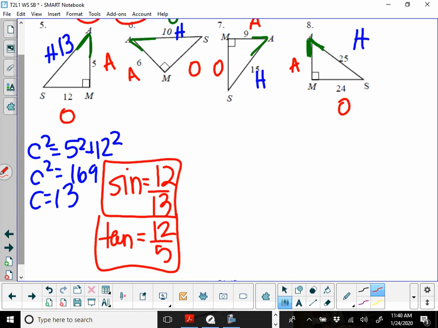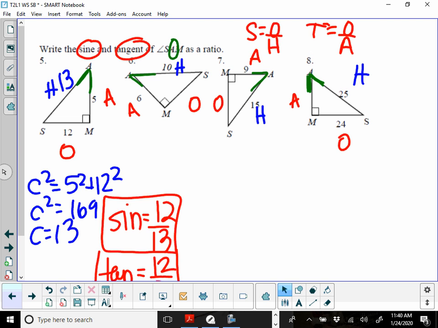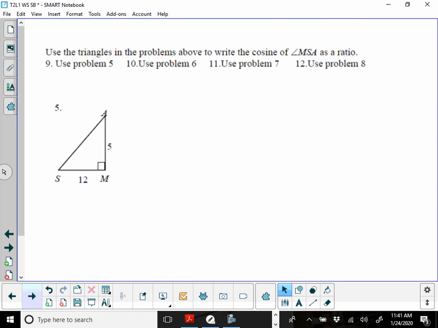Okay, so that's the same thing you will do for number 6, 7, and 8. Okay, so once you've labeled, you got to find your missing side and then go from there. All right, so then the next set of problems, 9 through 12, asks you to use the problem directly above it. So in other words, 9's asking you to use 5, 10's going to ask you to use 6, 11's going to ask you to use 7, and 12's going to ask you to use 8.